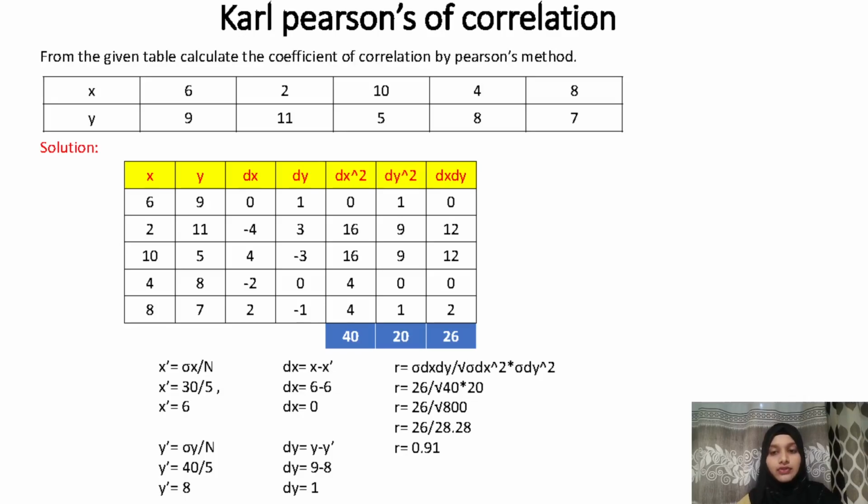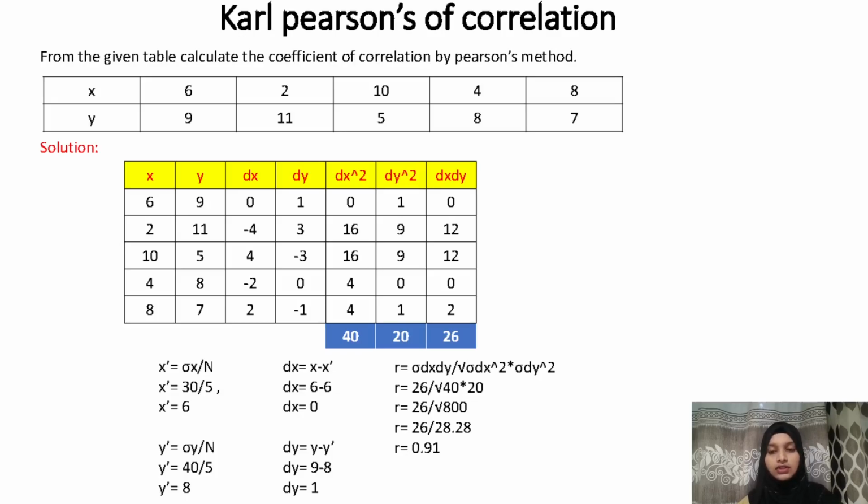Similarly, to find the deviation of y from the mean, dy is equal to y minus y dash. The first given data of the y series is 9, and y dash is equal to 8, so 9 minus 8 is equal to 1. Similarly, we can find all the data of dy: 1, 3, minus 3, 0, minus 1.